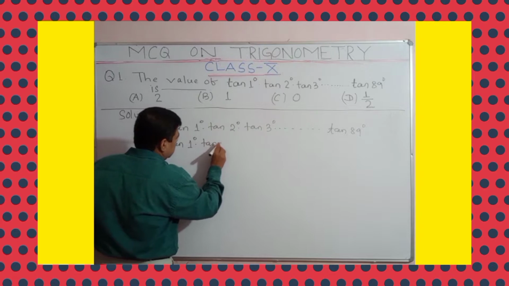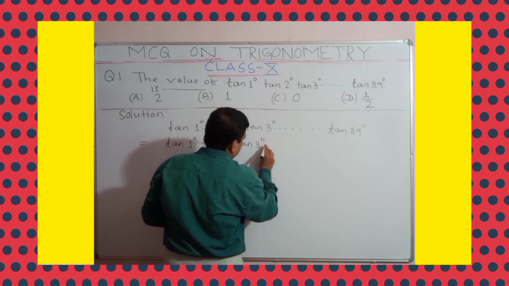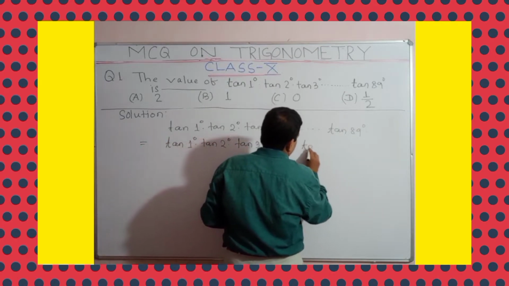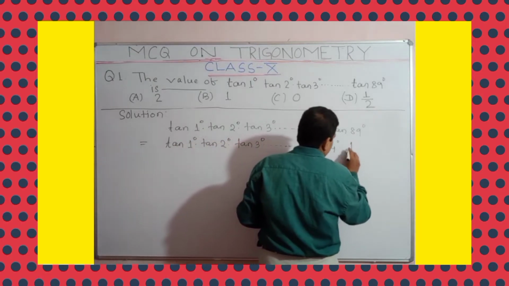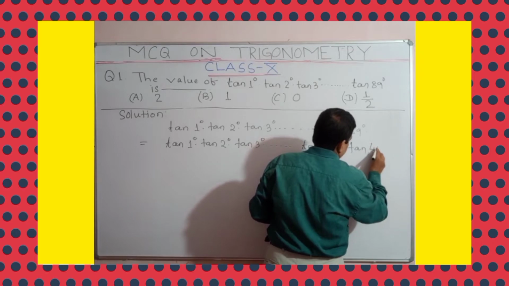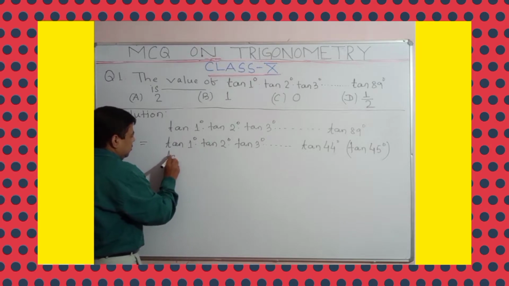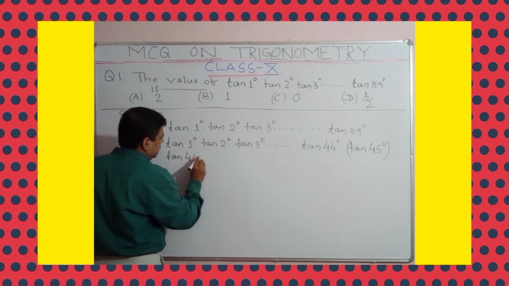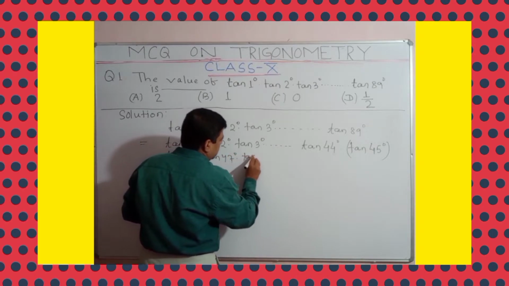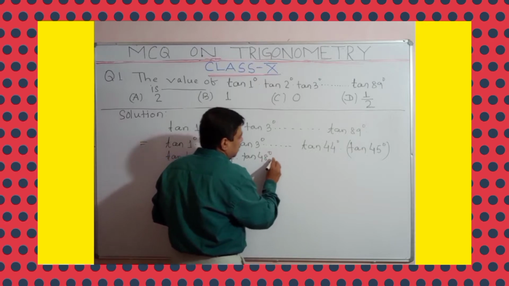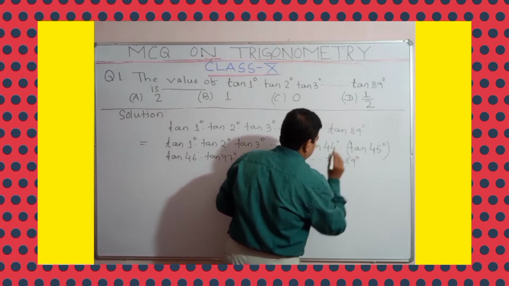So now you see tan 1 degree into tan 2 degree into tan 3 degree up to tan 44 degree, then you write into tan 45 degree. Then you write tan 46 degree into tan 47 degree into tan 48 degree up to tan 89 degree. Can you write this?